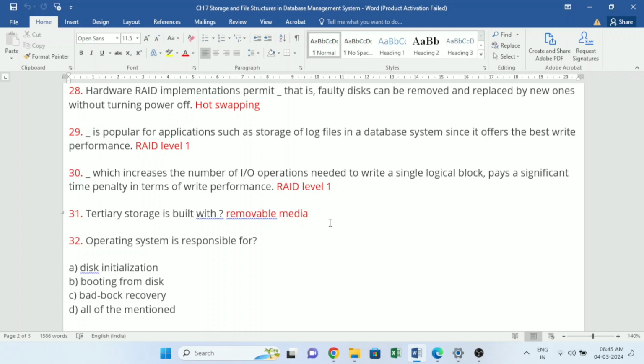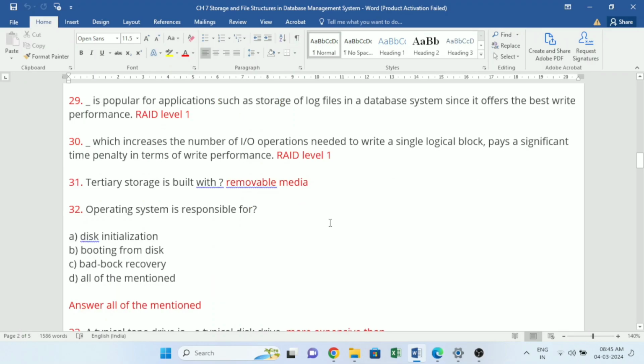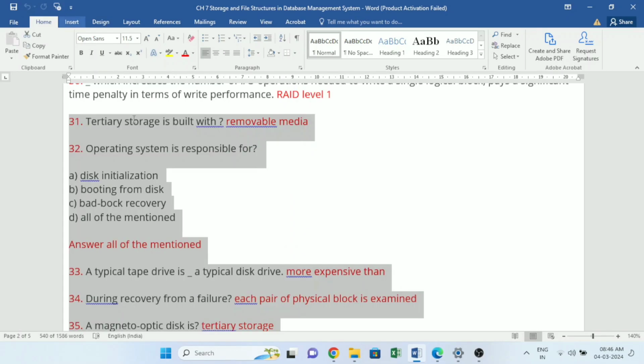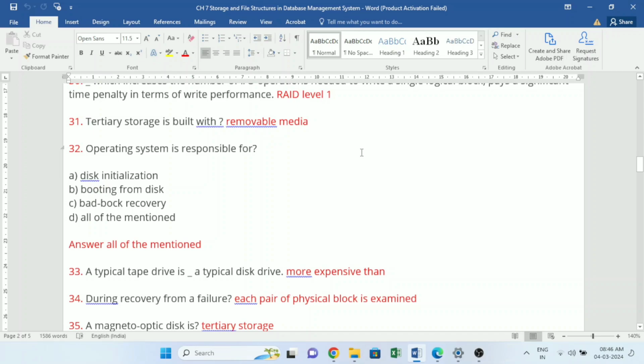29. Underscore is popular for applications such as storage of log files in a database system since it offers the best write performance. RAID level 1. 30. Underscore, which increases the number of I/O operations needed to write a single logical block, pays a significant time penalty in terms of write performance. RAID level 1. 31. Tertiary storage is built with removable media.